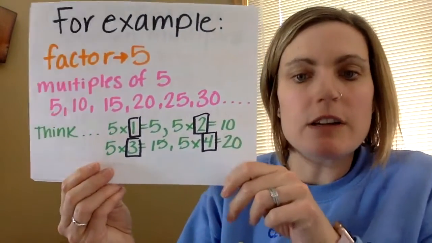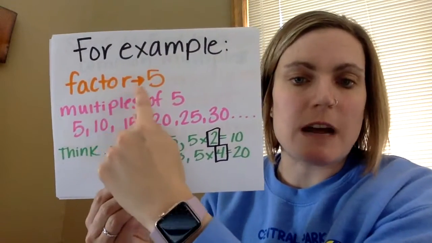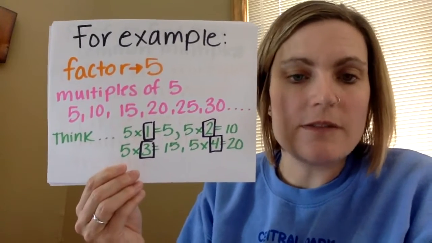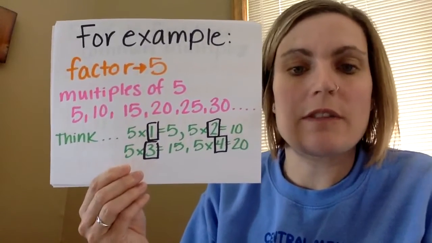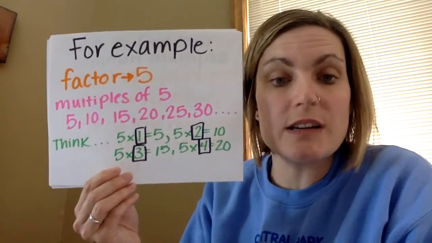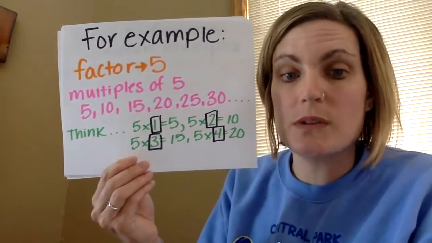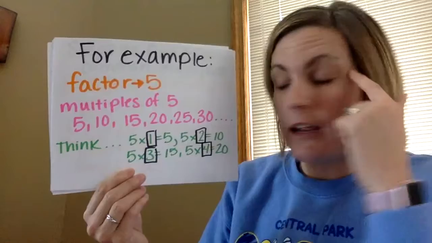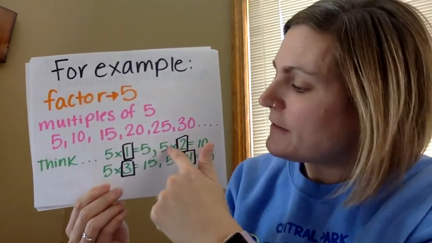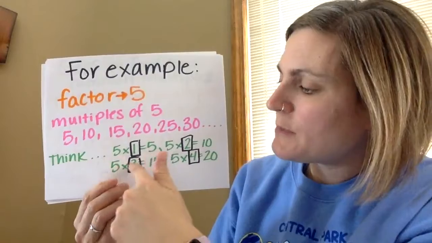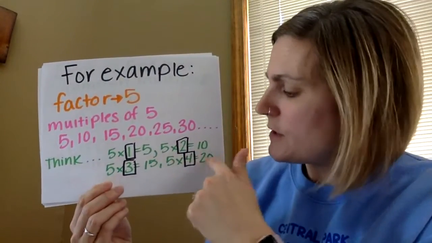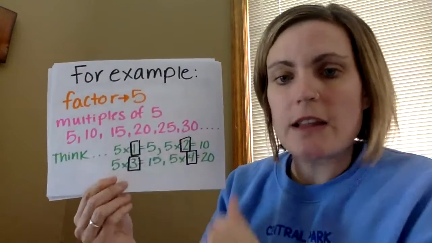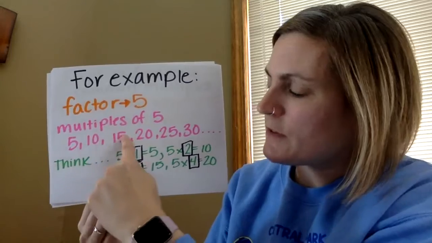So when I find a multiple of a number, let's look at the factor 5. I look at multiples of 5: 5, 10, 15, 20, 25, 30. Essentially, I'm just counting by 5s. That's what we've done in class when we found multiples. In my head, I think 5 times 1 is 5, 5 times 2 is 10, 5 times 3 is 15, 5 times 4 is 20. When I'm counting 1, 2, 3, 4 and multiplying by 5, that's how I get the multiples 5, 10, 15, 20.